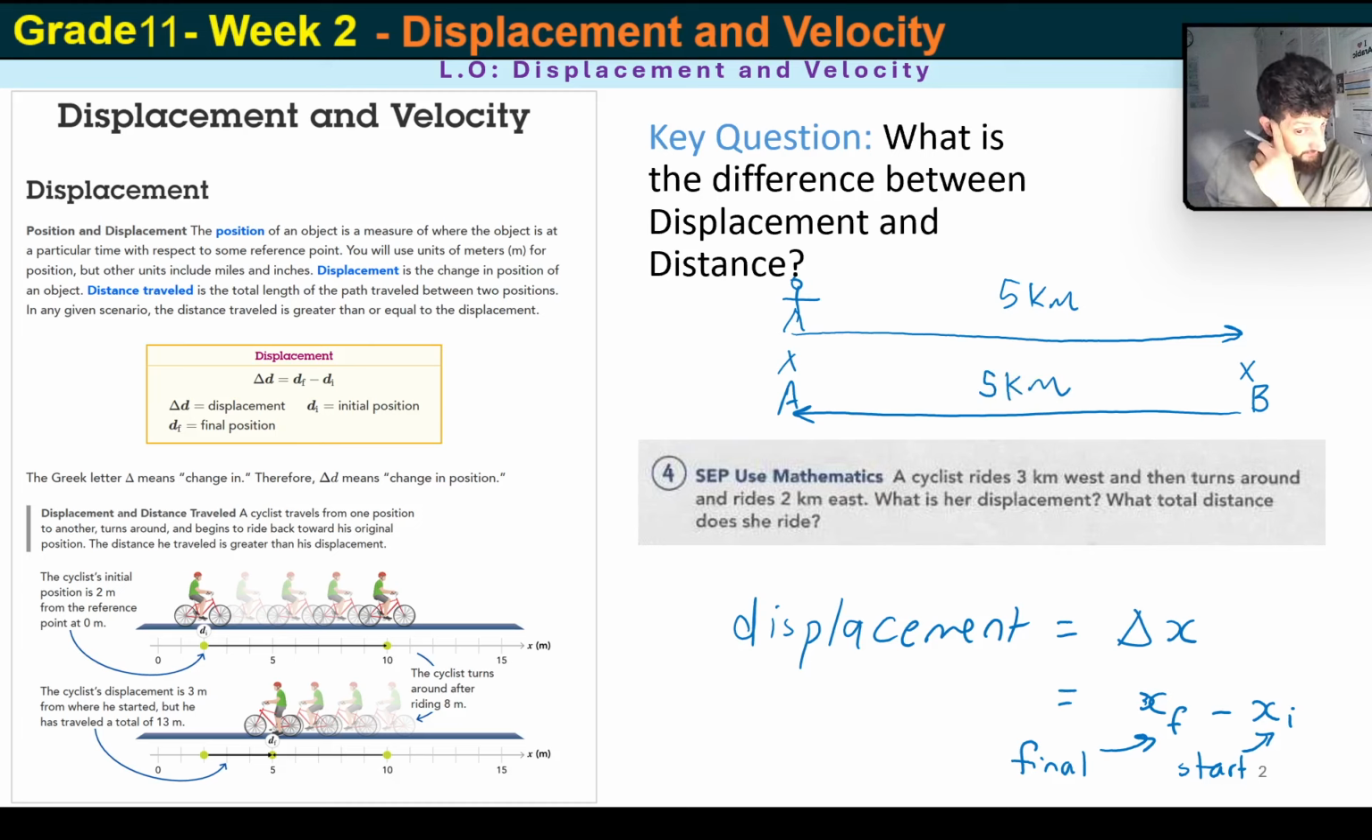The other thing that we need to talk about is that displacement has a direction. Displacement points to a certain direction. It's a vector quantity, so it has both size and direction, or magnitude and direction, whereas distance doesn't. Distance is mainly just a magnitude or size. So in the example I've just mentioned, the distance covered by the person is going to be 10 kilometers, whereas the displacement is going to be 0.